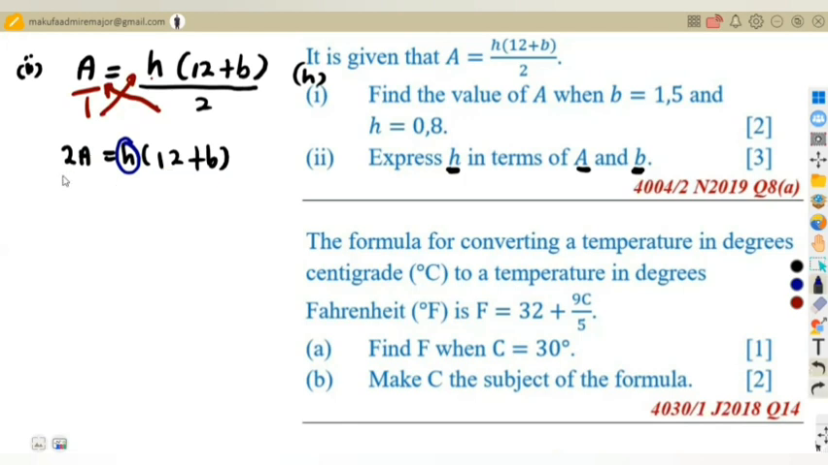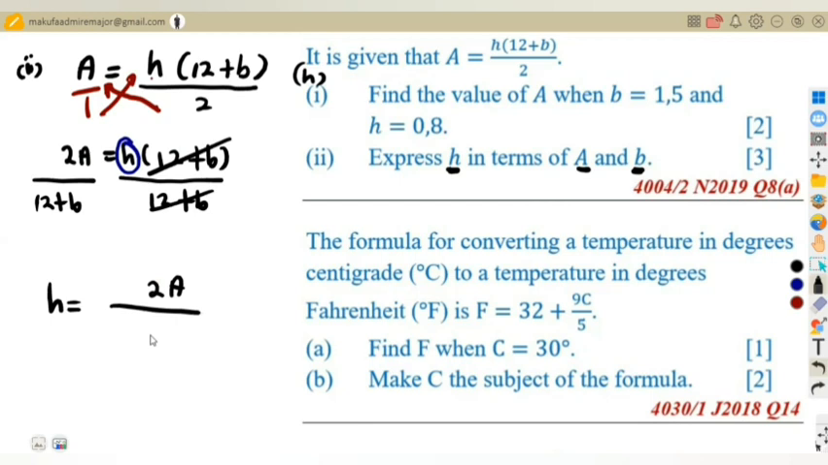We also do not have H here. So we can simply divide by the bracket. So in this case, there was no need for us to expand. If you expand, you are going to factorize, so it's going to be another challenge there. So H was simply going to be 2A everything over 12 plus B like this. All right, so we have our H as the subject. Just 3 marks for that.